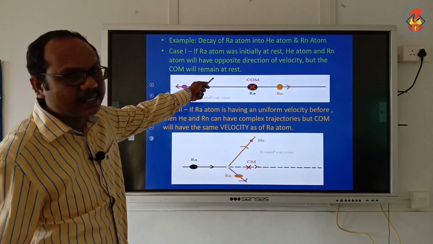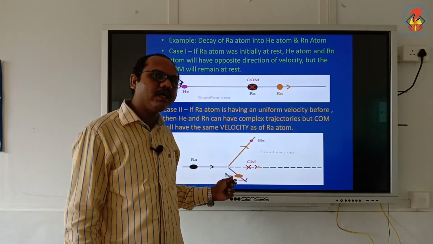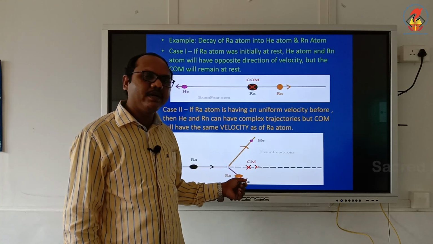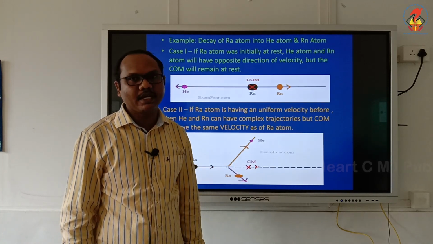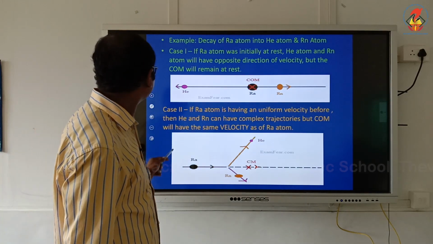So here it was at rest, so it remained at rest. Here the radium nucleus is already moving, so even after decaying, the fragments go off in different directions, but the center of mass continues to move in the same straight line. Okay.